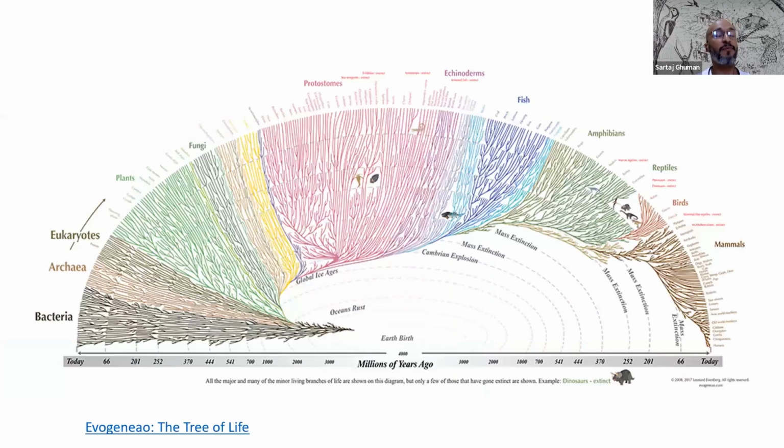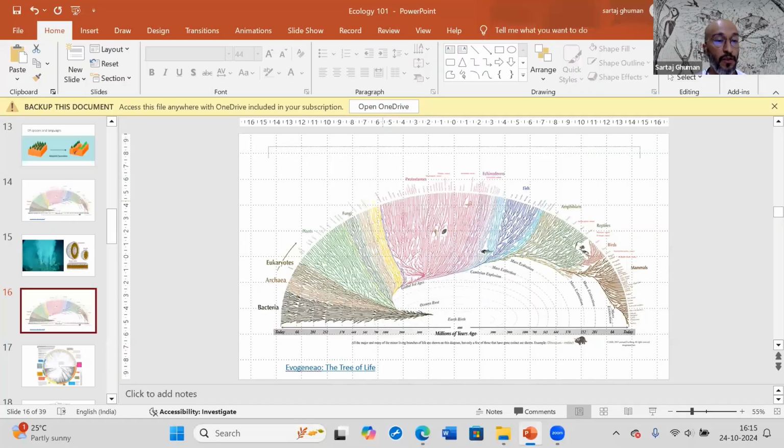Just that brief note, and coming back to this tree of life. So life originated once, and we have all of this. This diagram is actually from a really cool website. I will try and show it to you just now.